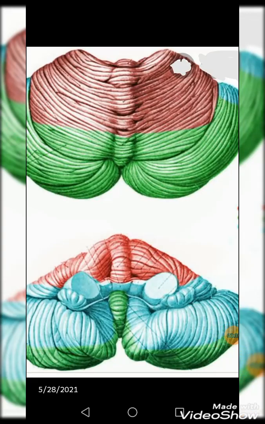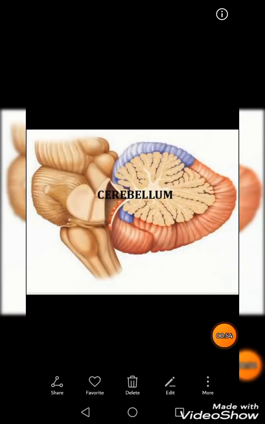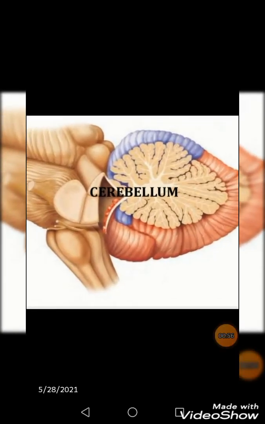Can you revise the mnemonic? Doctors eat good food. Yeah, the dentate, the globose, and you expect the emboliform and the fastigial nucleus. These are the four nuclei, a part of the intracerebellar nuclei of your cerebellum, right? Yeah, this is the cut section of the cerebellum.